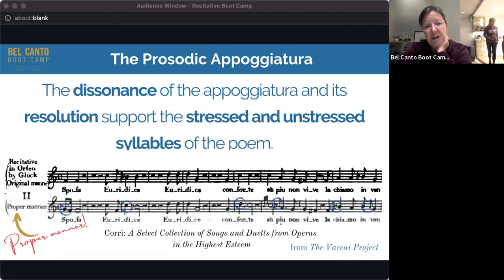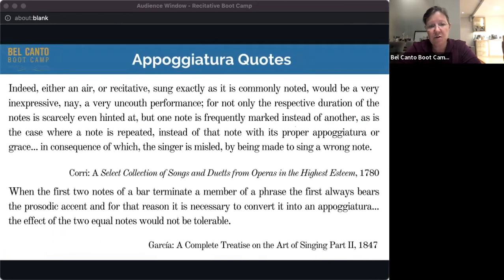"Euridice, consorte." Okay, so the dissonance of the appoggiatura and its resolution support the stressed and unstressed syllables of the poem. I put quotes here just to make sure that you know that I didn't make it up. This is what Corri says. I picked Corri here because we are in Michigan dealing with Mozart, and Corri is from his time.